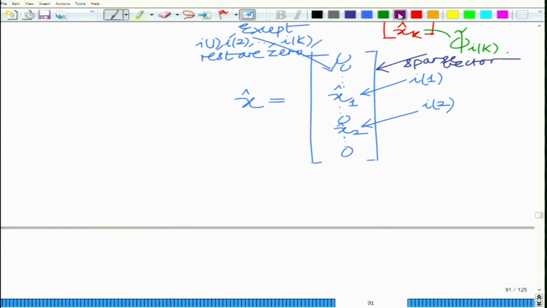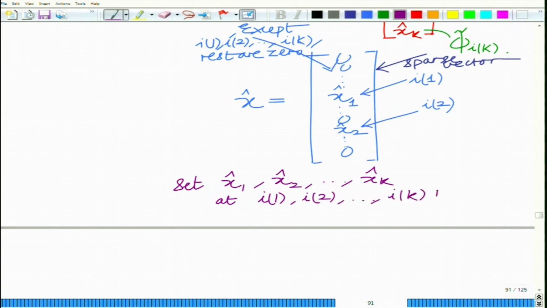So, finally, to conclude, what we have is: set x hat 1, x hat 2 up to x hat k at I 1, I 2, I k respectively in x bar, or in x hat, and the rest of the entries of x hat are 0.